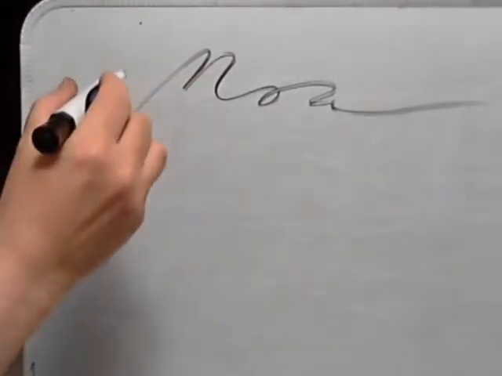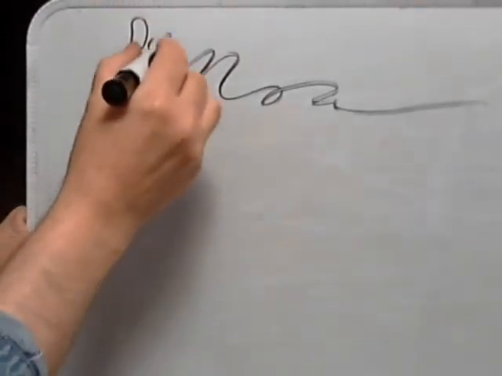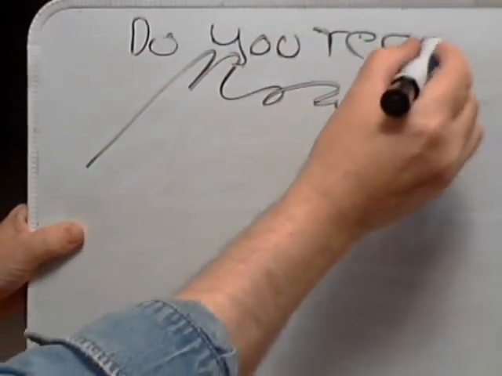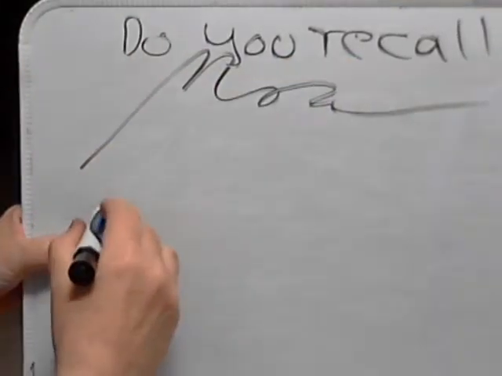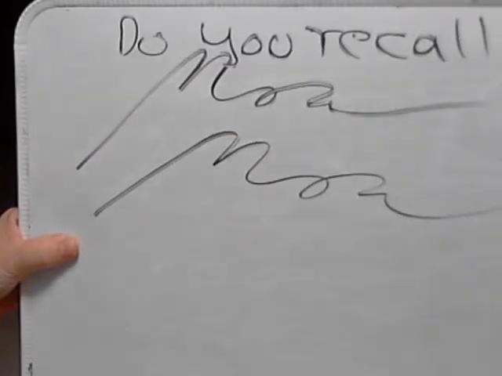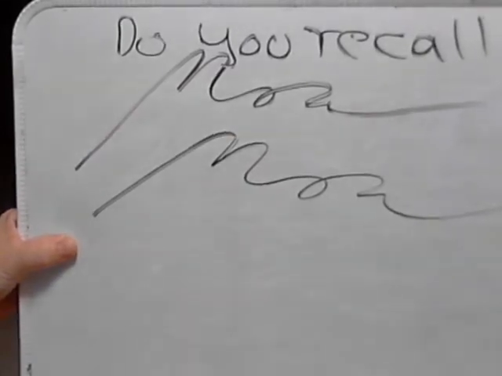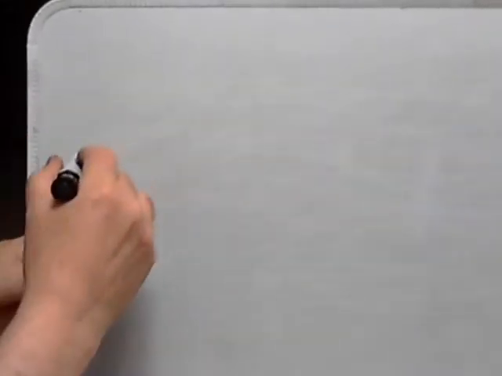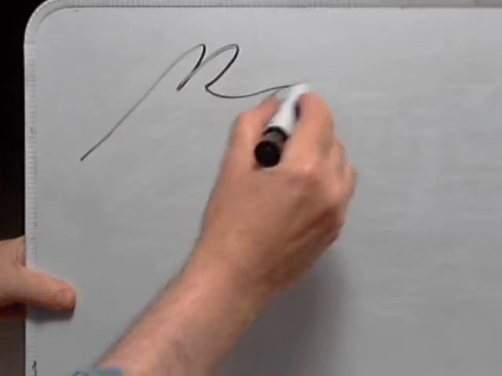Now if I had to write this out up here, do you recall? Of course, you can see the time it took me in doing that. And of course, on pen and tablet, you're going to be able to go a whole lot faster. I'm having to write this extra big here just so you can see it. But there's a shorter way to write do you recall, even in Gregg Shorthand. In Gregg Shorthand, if you used all the alphabets, you'd write do you recall.